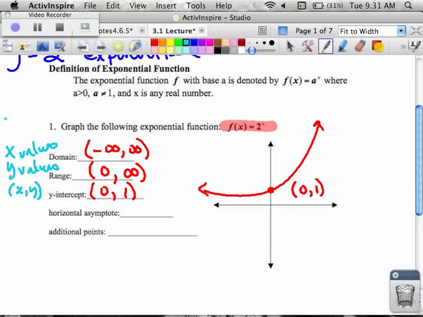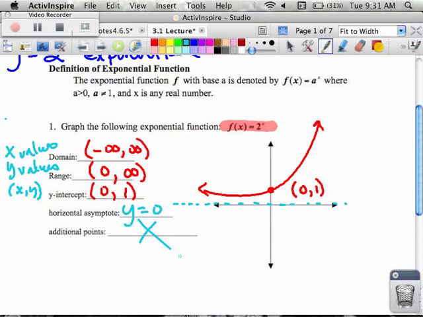The horizontal asymptote is the line that you shouldn't cross, but you can get really, really close to. So they're talking about this right here. It's actually the x-axis. If we were writing that down as an equation, we would say that the horizontal asymptote is y equals 0. And there's not really anything additional here that I want to talk about, so you can ignore that.